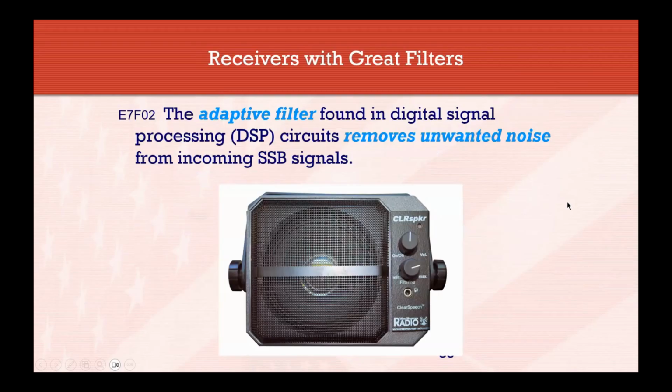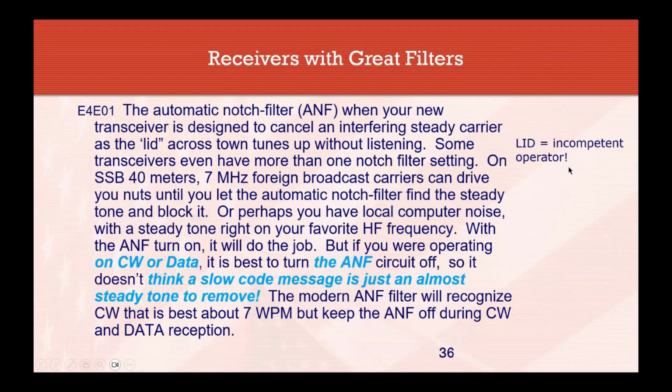An adaptive filter is found in a lot of the digital signal processing circuitry. Adaptive because it can adapt to what comes in. It's a smart filter, in other words, that removes incoming noise from incoming signals. An automatic notch filter is one that automatically looks for whistles near the frequency that you want to listen to. They use the term lid there, by the way, when your new transceiver is designed to cancel interfering steady carriers, as the lid across town tunes up.